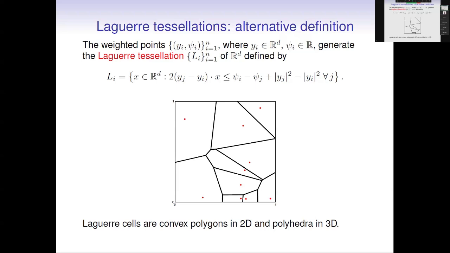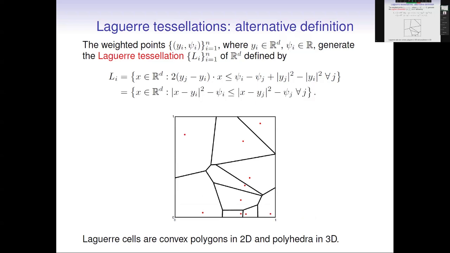And to make it look more like optimal transport still, you can rewrite these inequalities as follows. The Gallouët cell is all the points x in R^d satisfying this inequality for all j. Here we see the Euclidean distance squared, and this will come up in the two-Wasserstein distance. Yeah, the formula is not so important. The important thing is they're convex polytopes. These will be one of the main objects of study in this talk.